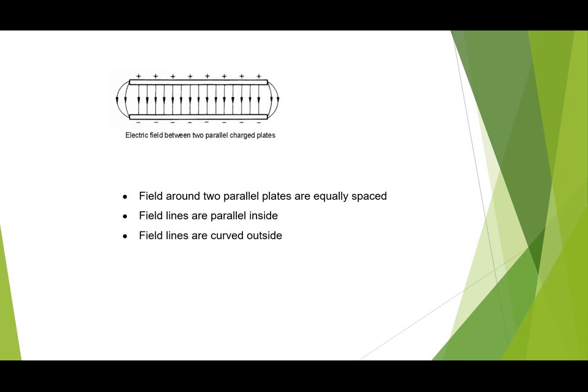On the figure you can see two parallel plates. One of the parallel plates is connected to positive and the second is connected to negative. The field lines are drawn from positive to negative with the arrowhead pointing towards the negative. When we are drawing the field lines in between the parallel plates, we have to take care of something. The first thing is that inside the parallel plates we have to draw field lines which are parallel to each other. They are equally spaced, that means the distance between each line should be equal, and the lines representing the field outside the parallel plates should be curved.